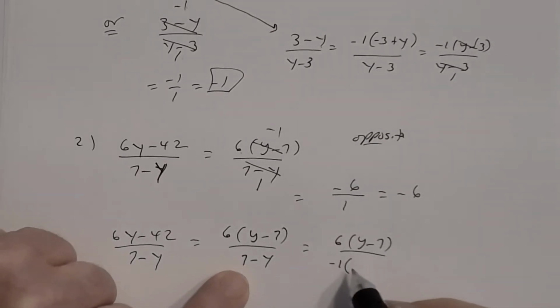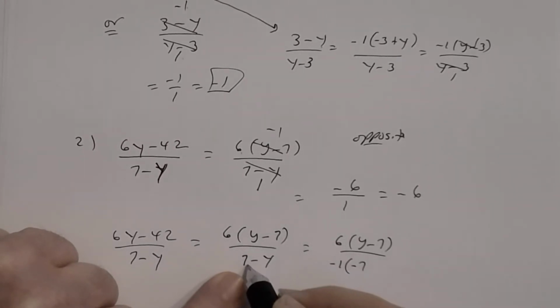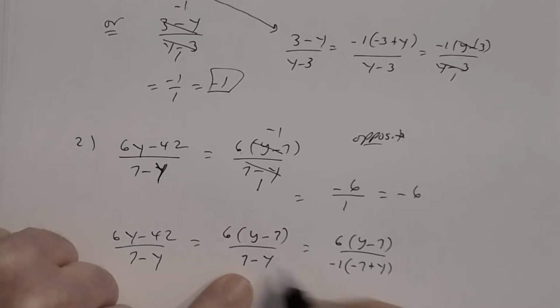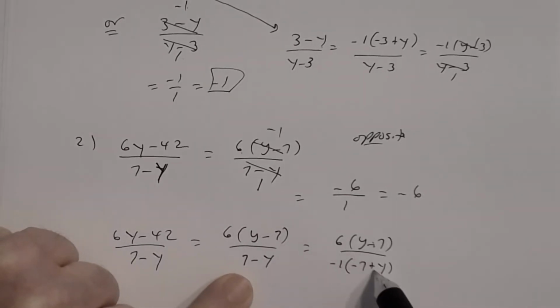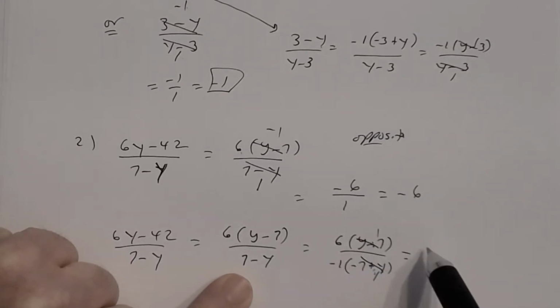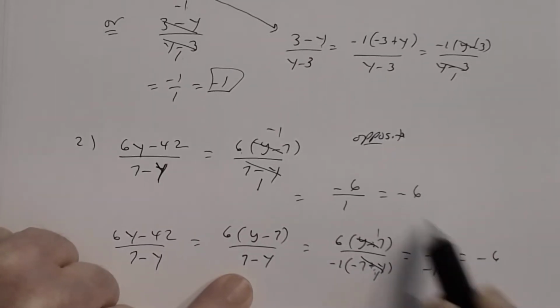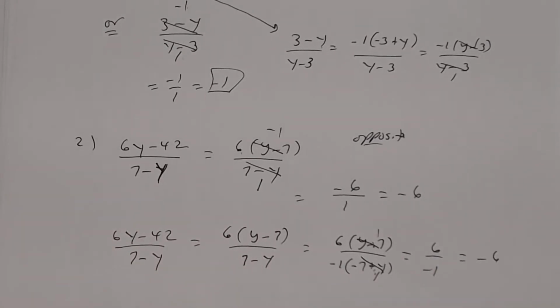So negative 1 times a negative 7 is a positive 7. A negative 1 times a positive y is a negative y. And I want you to notice that those two are the same. And so now 6 times 1 is 6. A negative 1 times 1 is a negative 1. And notice you get negative 6. Okay, so you get the same answer.